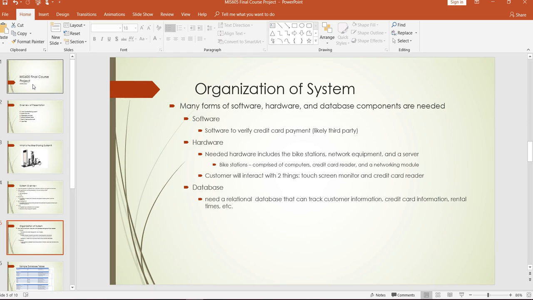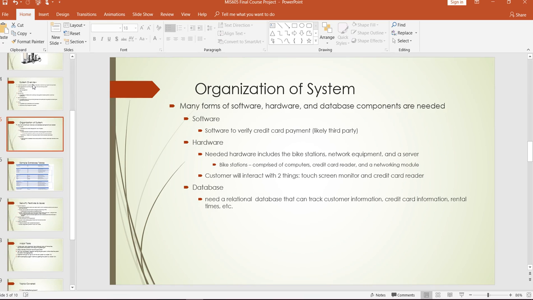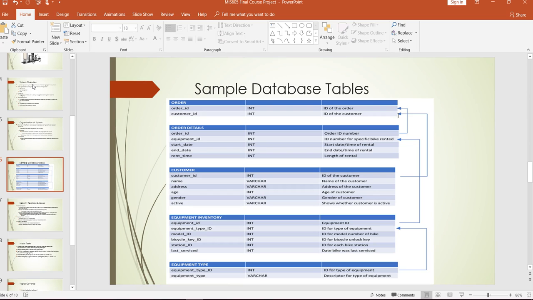The database components. When we think about this, the database is going to have to be quite complex. It's going to have to track a lot of information. It could be of various forms, but for this project I'm going to say it's a relational database. It needs to track customer information of various types, credit card information, rental times, inventory, etc. On the next chart, I try to allude to, in a very simplified example, some of the main database tables that might be present in such a database.